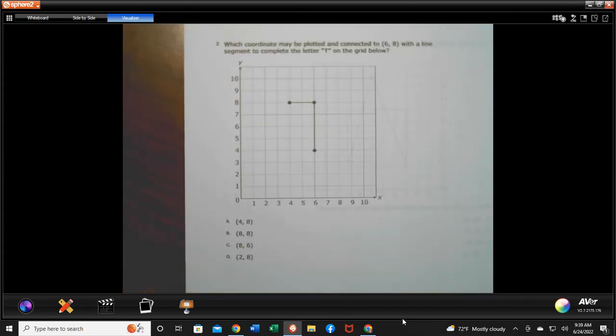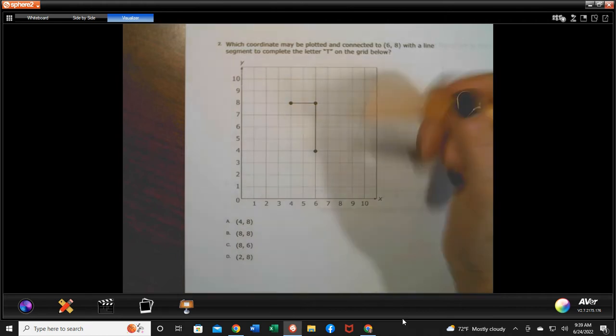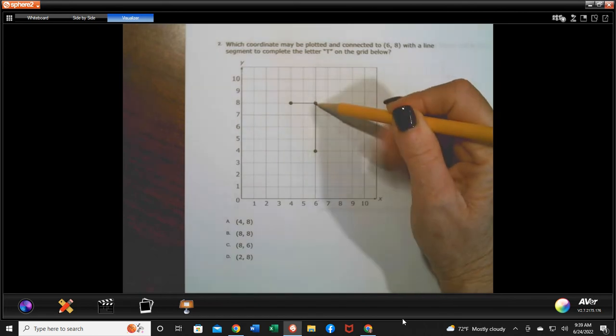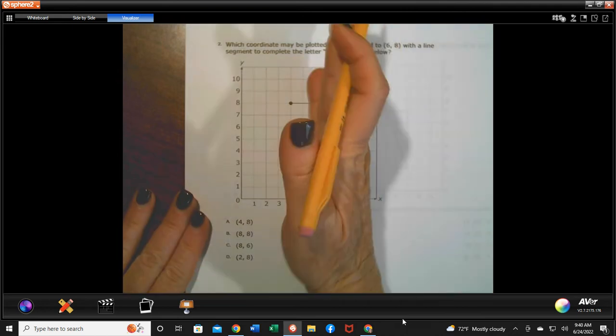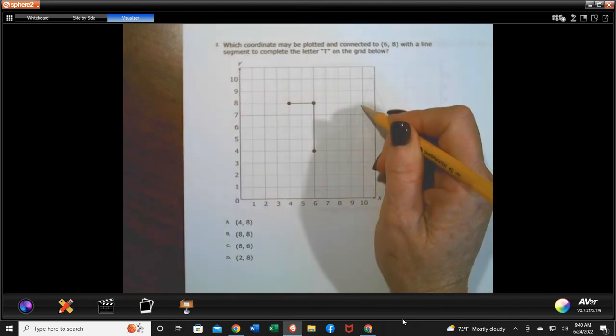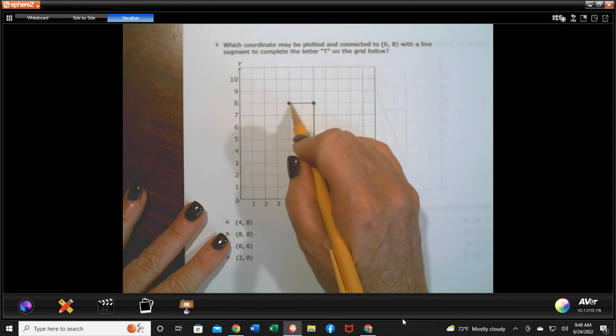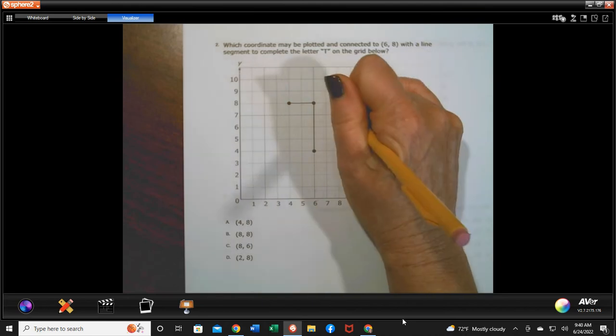Which coordinate may be plotted and connected to 6, 8 with a line segment to complete the letter T on the grid below? So we need a letter T on the grid. We need it connected to the 6, 8 position. So 6, 8 is right here. So it's going to start here. So what I know is the letter T is symmetrical. So if we have the line of symmetry down the middle, the left and the right side of the top of the T are going to be the same length. So I see that it's 1, 2 long. So I'm going to come over 2 units here and place it right here.